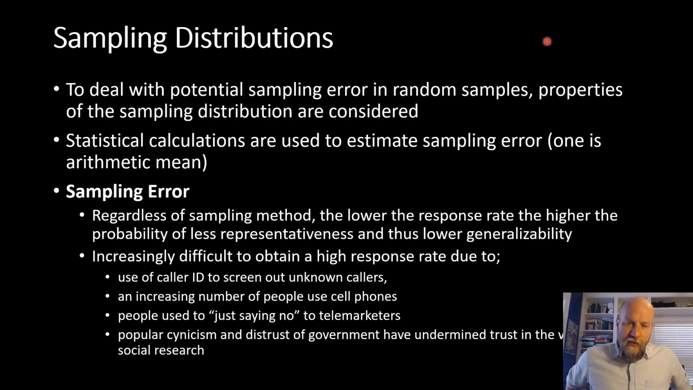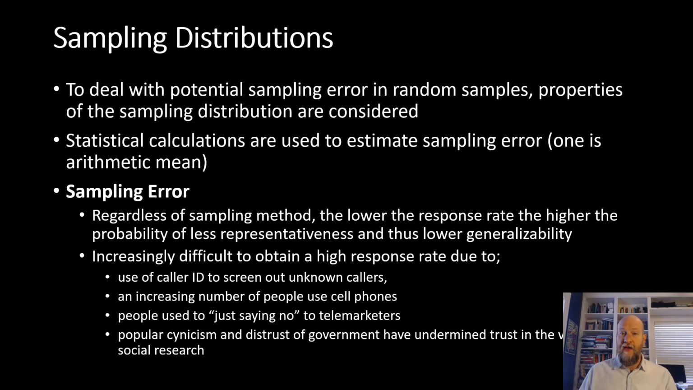So once we have a sample, there are lots of ways in which we can examine it and figure out, at least to some degree, how much error. Did I do a good job? Did I get a representative sample or not? To deal with potential sampling error, we often will then take a look at the properties of the sampling, how they're distributed, how those properties are distributed. And there's plenty of statistical calculations that we can use to estimate sampling error. Things like the arithmetic mean is a simple example of that.